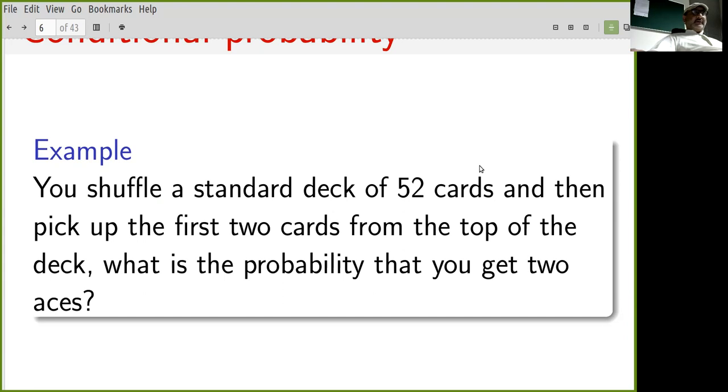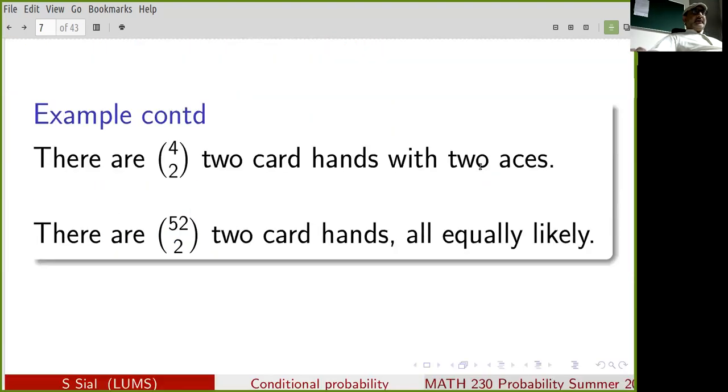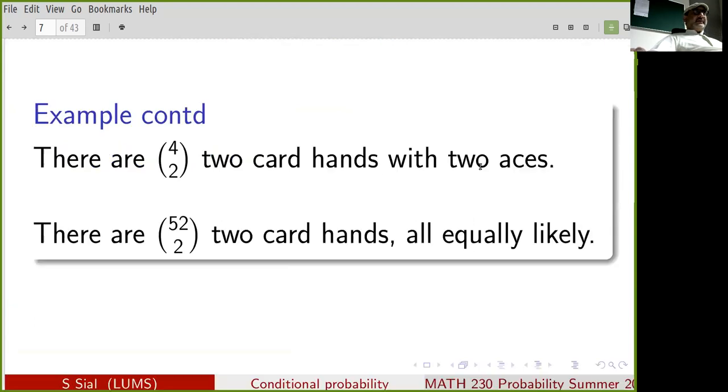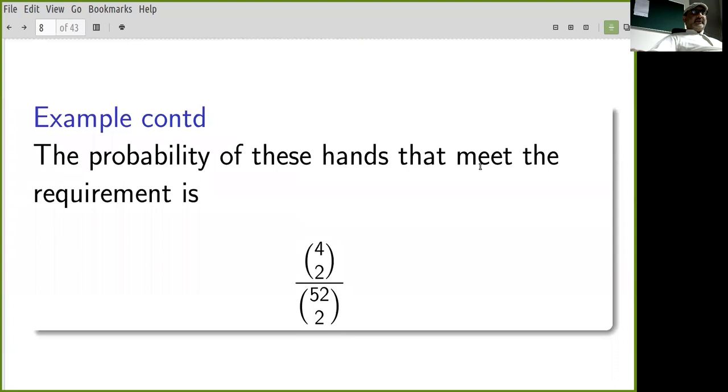That's just like some problems that we saw recently. Once again, there are 4 choose 2 2-card hands that have 2 aces. There are 52 choose 2 2-card hands, all equally likely. And so the probability of a 2-card hand with 2 aces is 4 choose 2 divided by 52 choose 2. Right? So if I asked you, what is the probability of getting 2 aces? The dealer throws 2 cards at you, what's the probability that you have 2 aces? Well, it's this number.